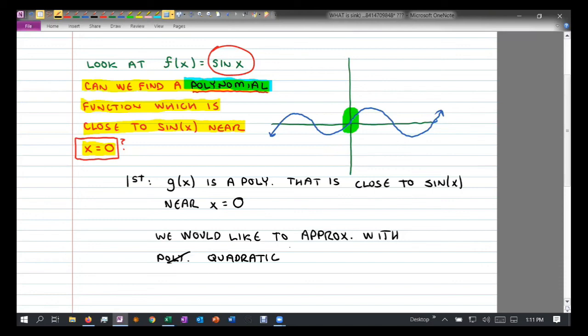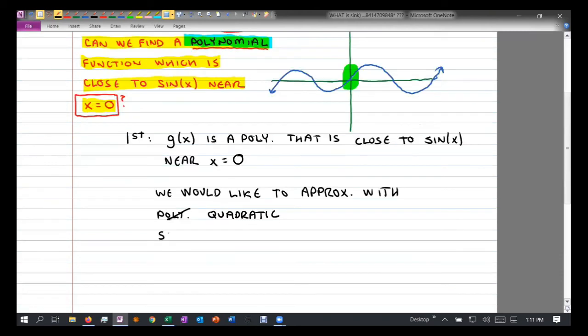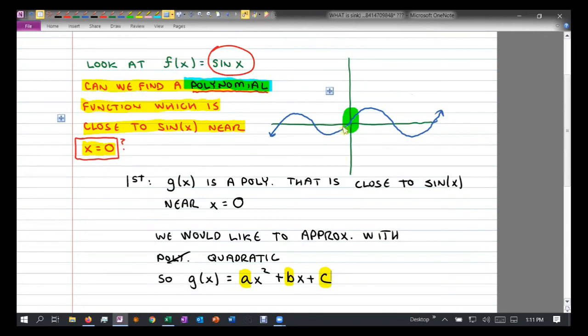Okay, so we've just made a decision that we're going to try and approximate the sine function with a quadratic function. So g of x, if it's a quadratic function, has to look like this: ax squared plus bx plus c, because all quadratics look like that, don't they? Yes. Our goal now is to figure out what a, b, and c are, so that when we graph it, it looks like this blue function.